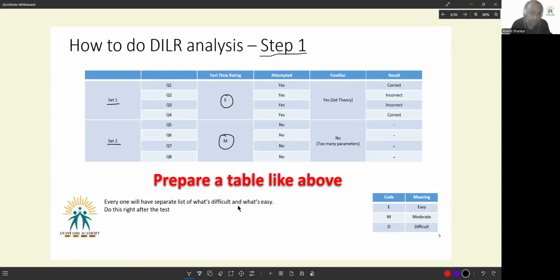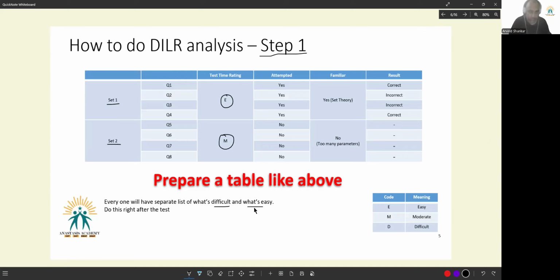Remember, what is easy and difficult is going to be your own rating, not what the question setter is telling us. Because what is easy for me may not be easy for you. What is easy for you may not be easy for me. So the distinction in ease and unease is going to be significantly far apart. Please do not use predetermined easy and difficult rating of the questions. Identify your own test time rating.